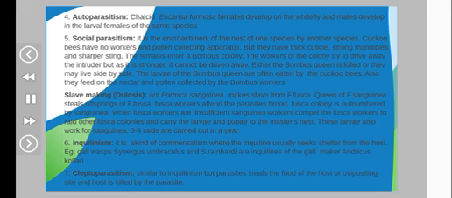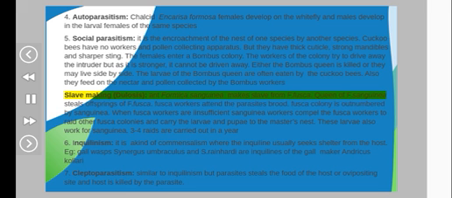species. 5. Social parasitism, it is the encroachment of the nest of one species by another species. Cuckoo bees have no workers and pollen collecting apparatus. But they have thick cuticle, strong mandibles and sharper sting. The females enter a bombus colony. The workers of the colony try to drive away the intruder but as it is stronger, it cannot be driven away. Either the bombus queen is killed or they may live side by side. The larvae of the bombus queen are often eaten by the cuckoo bees. Also they feed on the nectar and pollen collected by the bombus workers.